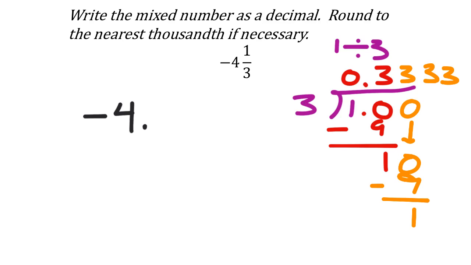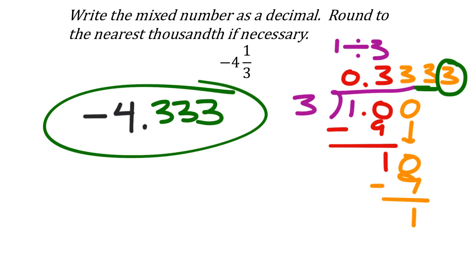Now this one said to round to the nearest thousandth, which is this 3 right here. If I look to the right, this is less than 5. So the 3 in the place value is just going to stay the 3, which means it's negative 4.333. And that would be our final answer right there.